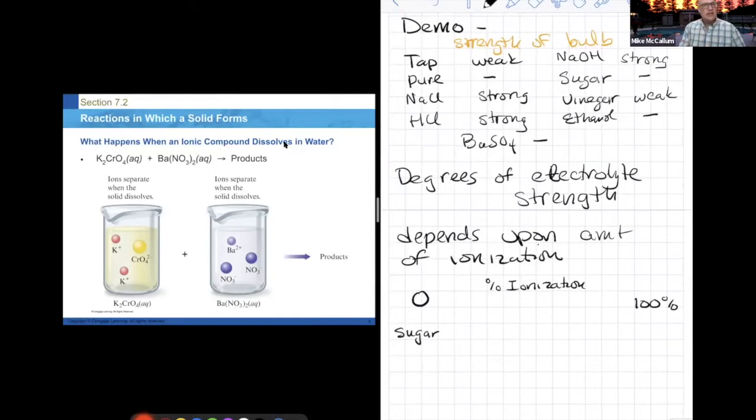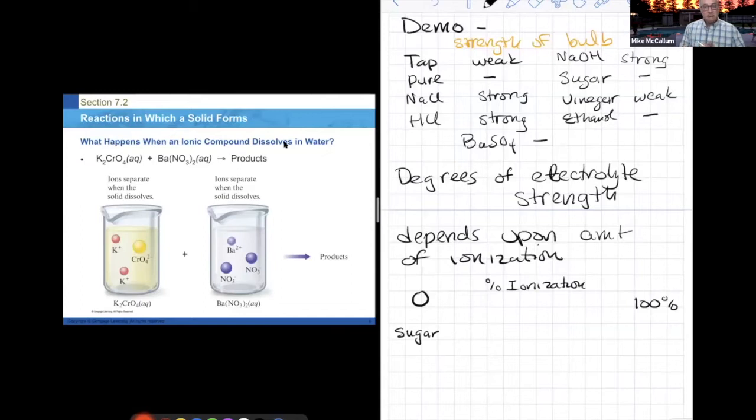But that's because of the nature of sugar. As the semester goes on, we're going to find out a little bit more about these types of compounds and the forces and so on, and we'll understand it more and more. But because sugar can't ionize, its percent ionization is necessarily zero.